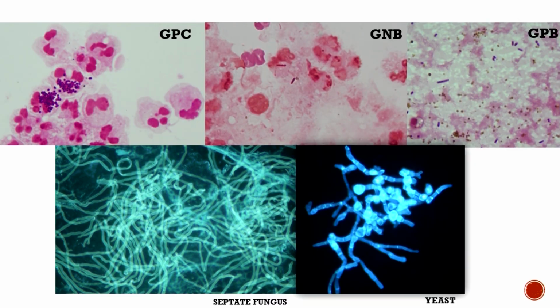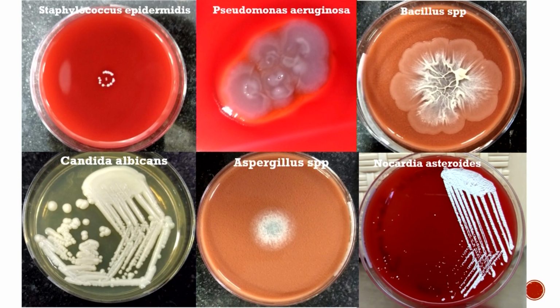These are the representative images for the common organisms. First one is the gram-positive cocci. Then next is the gram-negative bacilli, gram-positive bacilli, the septate fungi and yeast. These are growth in culture media: the Staph epidermidis, Pseudomonas aeruginosa, Bacillus species, Candida albicans, Aspergillus, and nocardia.